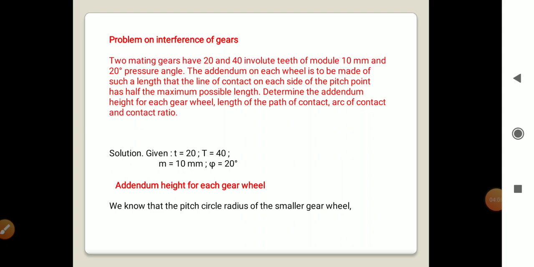We know that the pitch circle radius of the smaller gear wheel, small r, is equal to m into t divided by 2, where t is small t. The value of m is 10, the module given in the problem, and small t is 20, divided by 2. So we get small r is equal to 100 mm. That is the pitch circle radius of the smaller gear wheel.